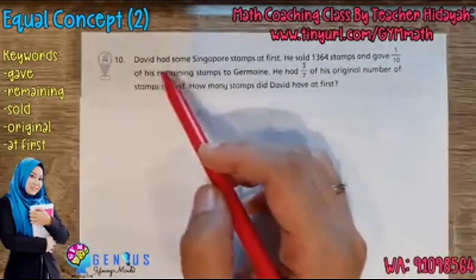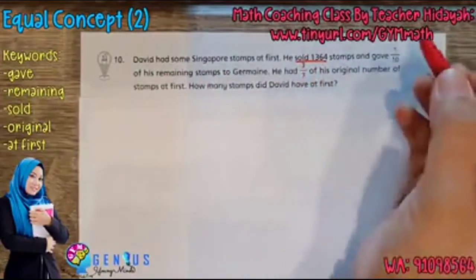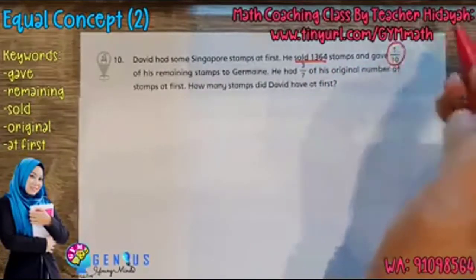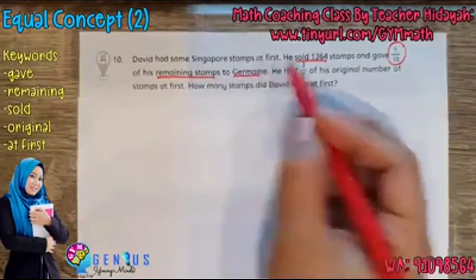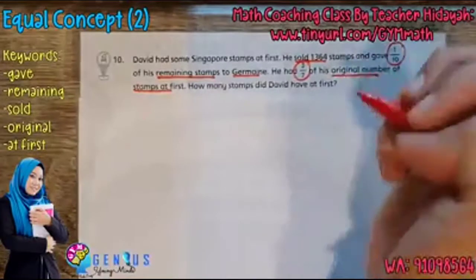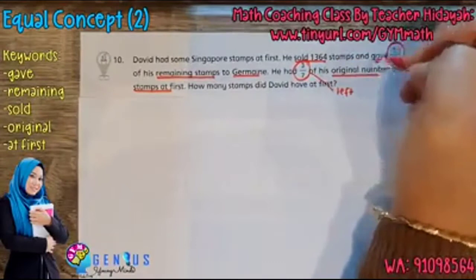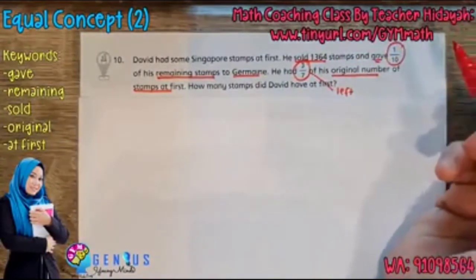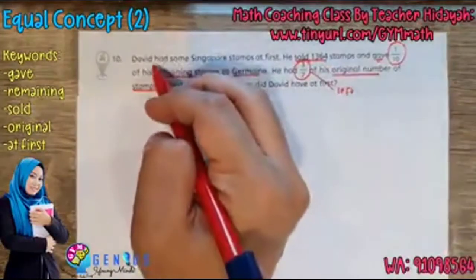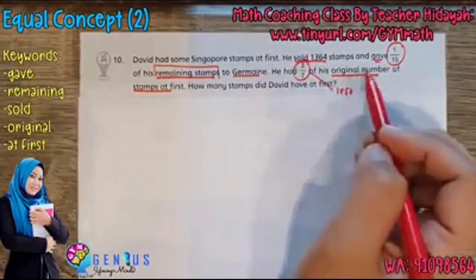Okay, so David has some Singapore stamps at first. He sold 1364, and after selling this 1364, he gave 1/10 of his remaining stamps to Jermaine. He had 3/7 of his original number of stamps at first, which means this is my left. Okay, this is what he gave. So we are trying to say here that the number of remaining stamps that he has left is equal to the 3/7 of his original number.